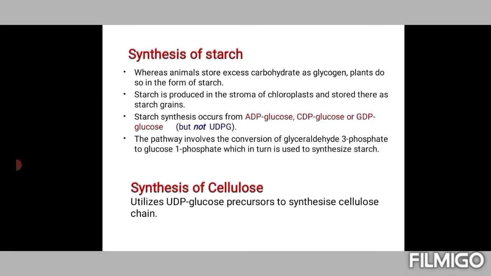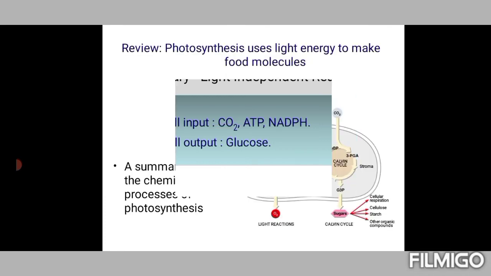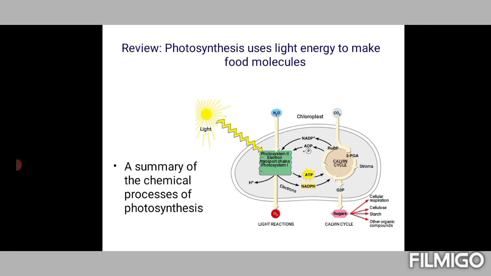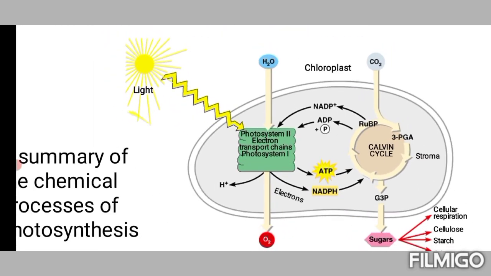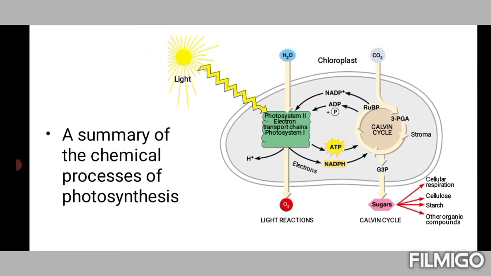Now this is the summary of the dark reaction, or light independent reaction. The overall input is carbon dioxide, ATP and NADPH. The overall output is glucose and other derivatives of glucose, carbohydrates. And this is the figure which shows a brief summary of the whole process of photosynthesis. You can see the light reaction as well as the dark reaction given here. So this is what we have gone through so far.